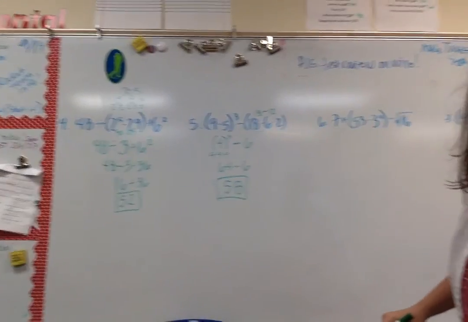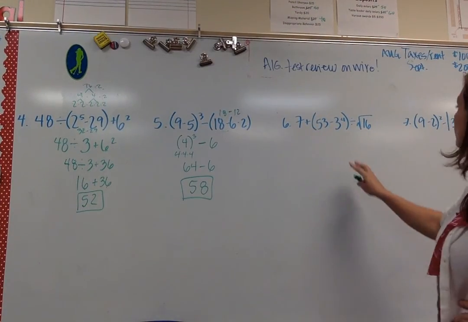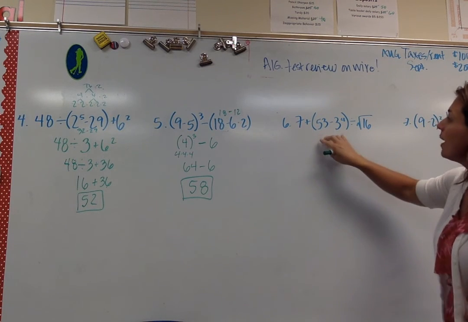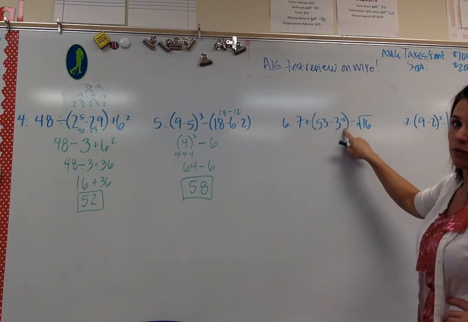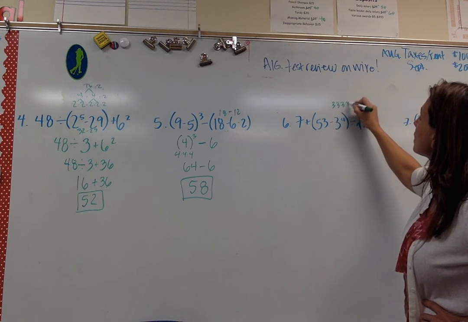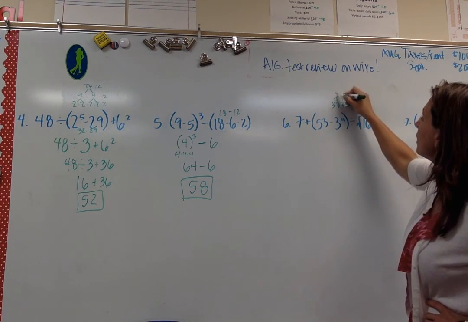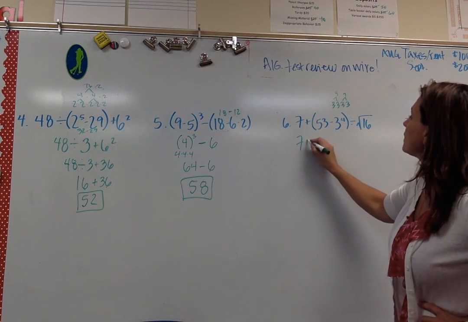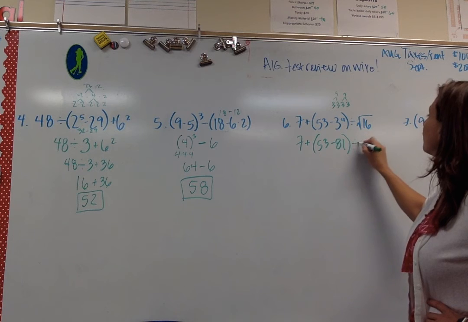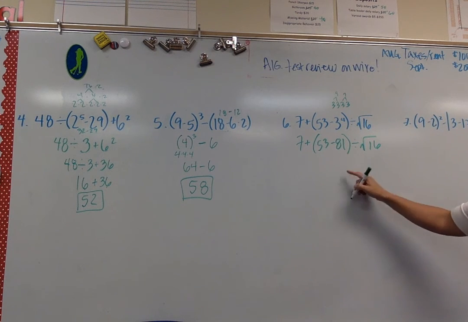Let's look at number 6. Okay, so over here I start with my parentheses. I look inside. And I have 53 minus 3 to the 4th. So 3 to the 4th, remember, is 3 times 3 times 3 times 3, which is 9 times 9, and I get 81. So I have 7 plus 53 minus 81 divided by the square root of 16.